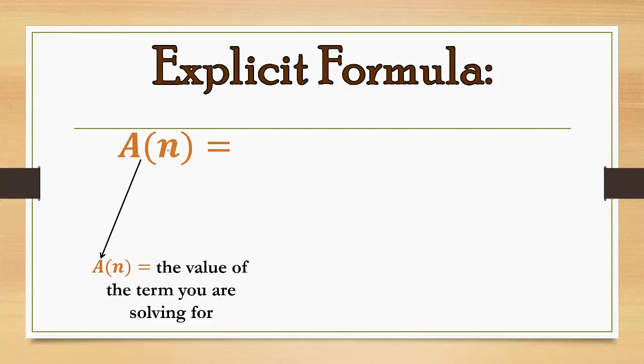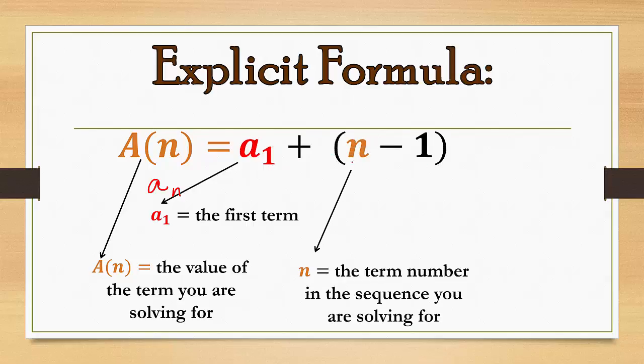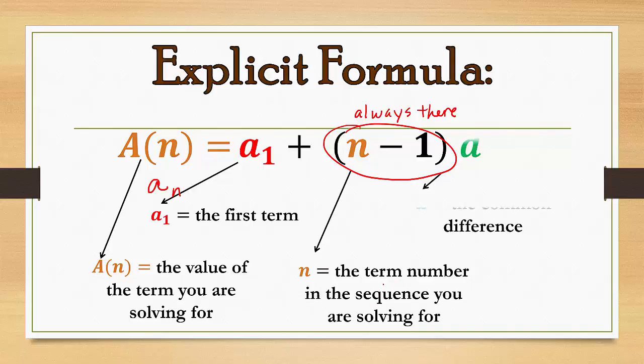Alright, so again, just as a refresher, a_n, that's the value of the term you are solving for. It could also be written as a sub n. a sub 1, that's the first term. And then this is always going to be here, this whole thing, always there. Where n is the term number in the sequence you are solving for. And then d is just the common difference. If d is negative, it will be written in parentheses as well. So that doesn't mean you subtract it. For example, if the common difference was going down, we'd have a negative sign and then a parentheses here. It doesn't change the fact that you're multiplying though.